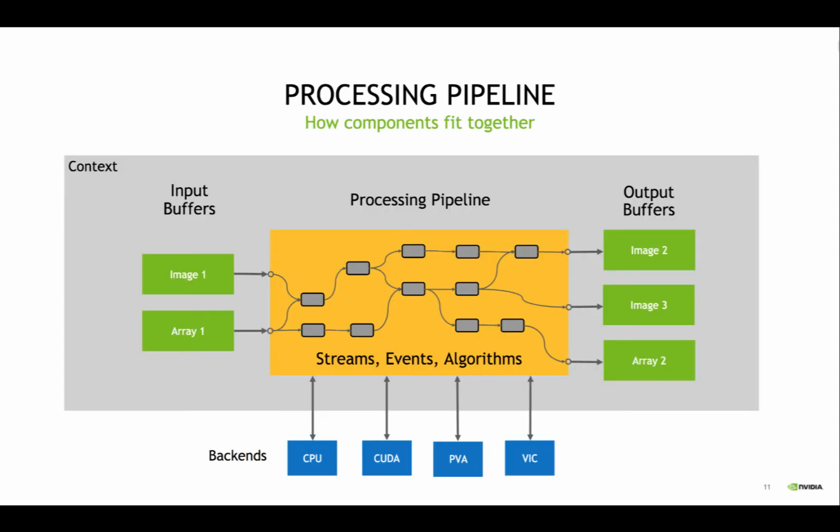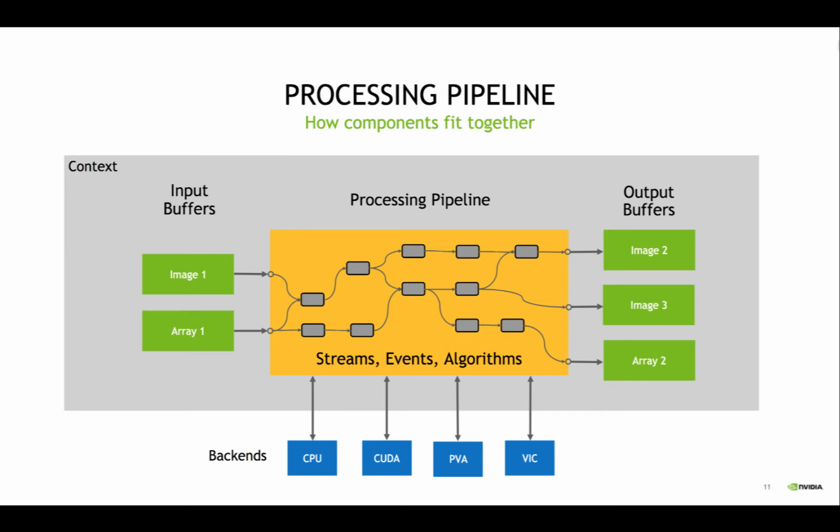Here's how these components fit together. This is actually a good model to have in mind while working with VPI. In the center, we have the processing pipeline. It takes the input buffers, does some operations on them, and writes the results into output buffers. The processing pipeline is composed of one or more streams, each of them executing algorithms in sequence. Multiple streams are then used to execute algorithms in parallel. This is quite useful if the problem to be solved has internal parallelizable stages. Events are then used as synchronization objects between streams so that they all work together towards a common goal.